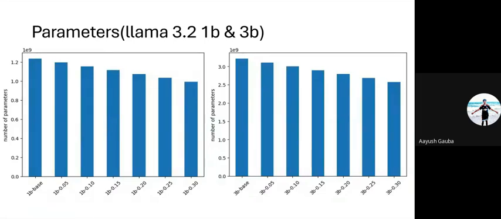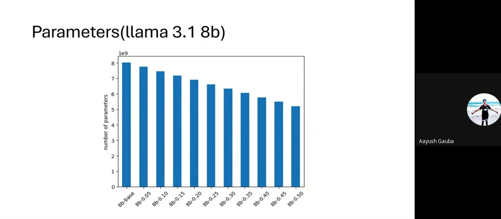So these are the parameters. Here you can see the base model, and you can see a linear drop in it. So if you prune it like 5%, the parameters kind of get reduced. And for 30%, you're saying there's a linear relationship? Yes, that's the point I wanted to make with this graph. There's a linear relationship in the drop. So this is for the 8B model.